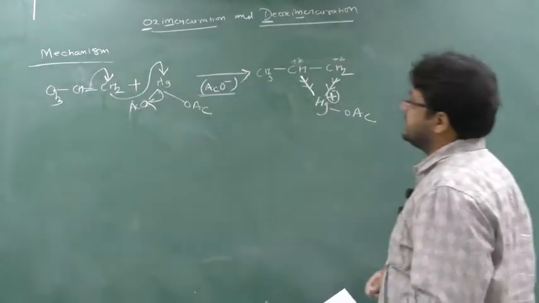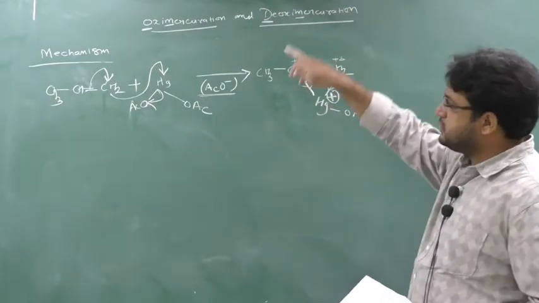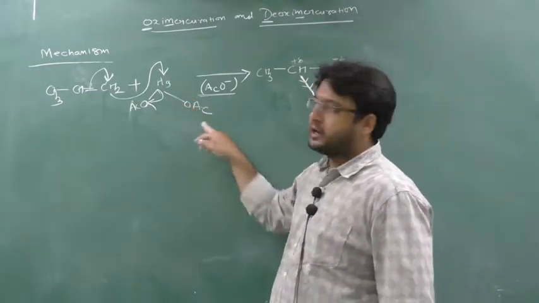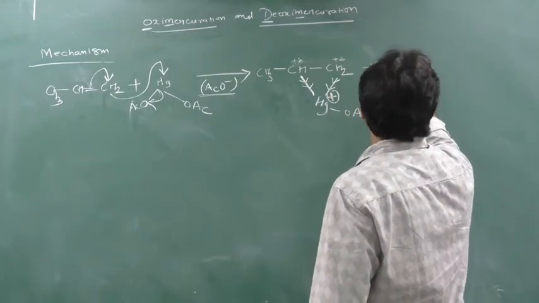Now what happened, see here now, mercuration is over, yes or no? Now in the first step, HgOAC, the role of HgOAC is over. Now water will come. So we know the water. So water is like this.